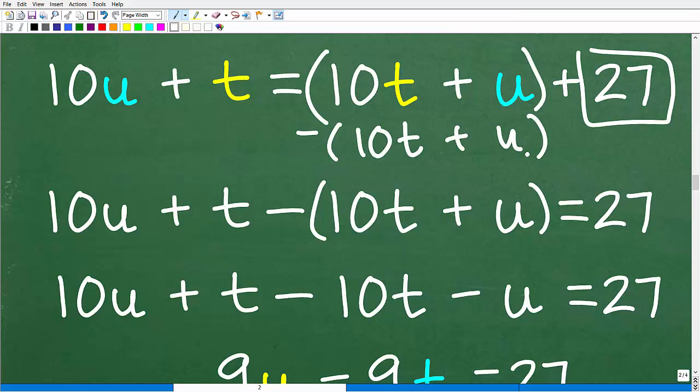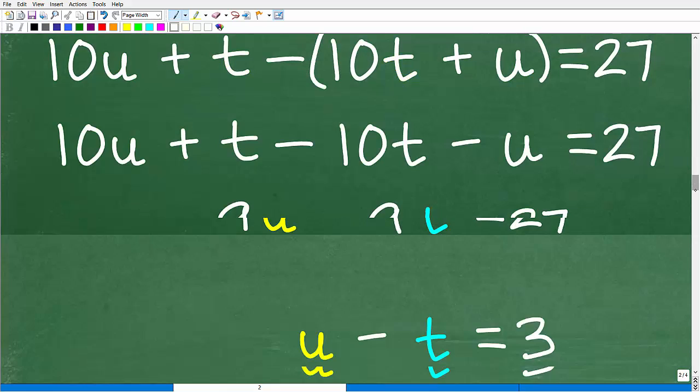Now, I'm doing it this way because oftentimes you might see a solution to an algebra problem in a textbook, and sometimes you may not understand the steps. Now, if I was actually teaching this in a class, I would say, okay, what you want to do is subtract 10t from both sides of the equation, then subtract u from both sides of the equation. But you can also algebraically use this notation right here. So that's what we're doing.